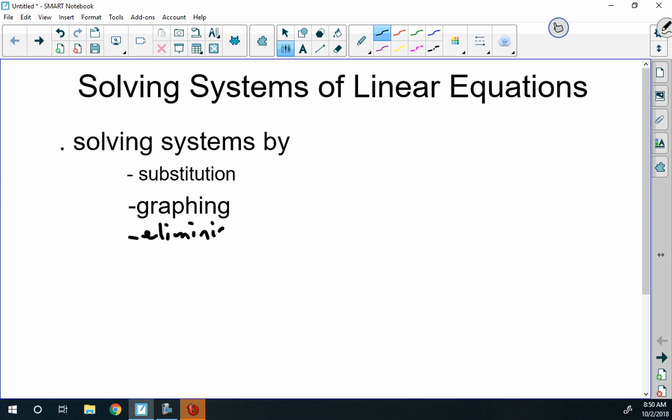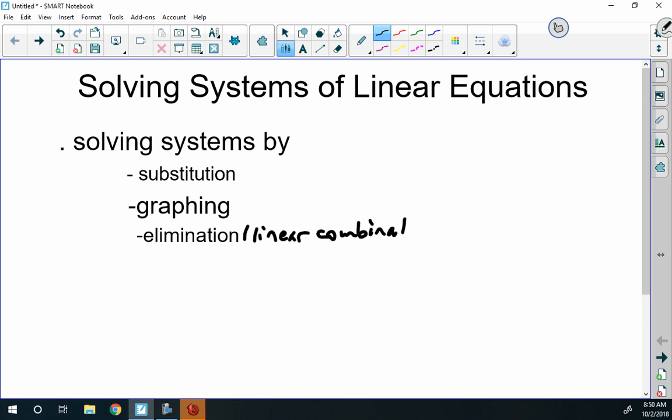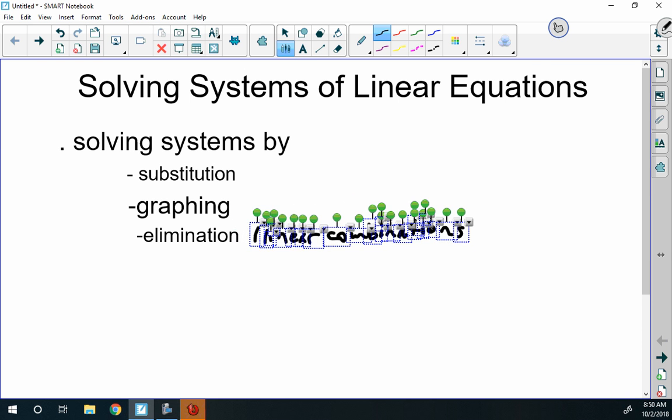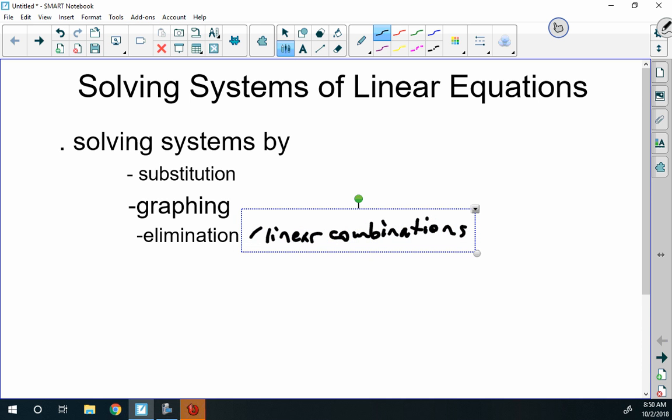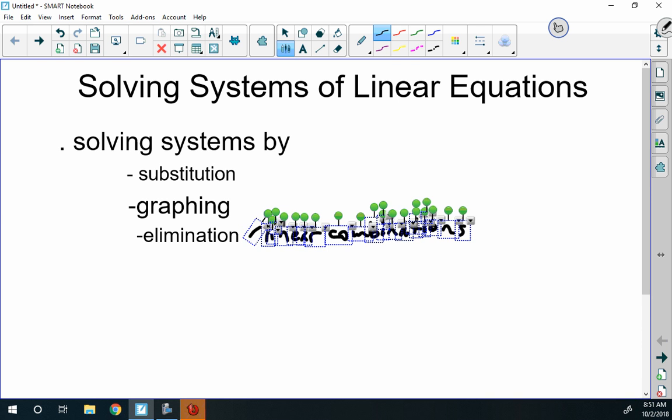The elimination method. Whoa, I can type. Elimination, when you eliminate waste. Some people call the elimination method linear combinations. In the past, I used to call it something else, but I better not tell you. Unless you really wanted to know. Maybe we don't want to know.